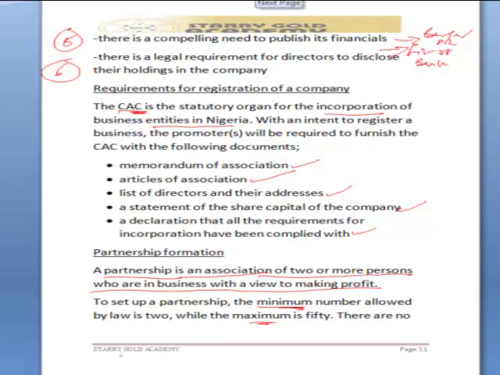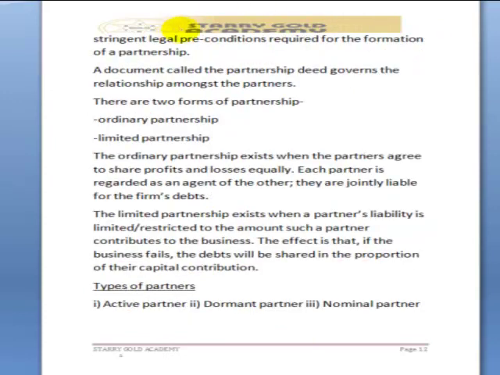There are no stringent legal preconditions required for the formation of a partnership. A document called the partnership deed, this is important, governs the relationship amongst the partners. We go on to say that there are 2 forms of partnership: 1, ordinary partnership, then 2, limited partnership.